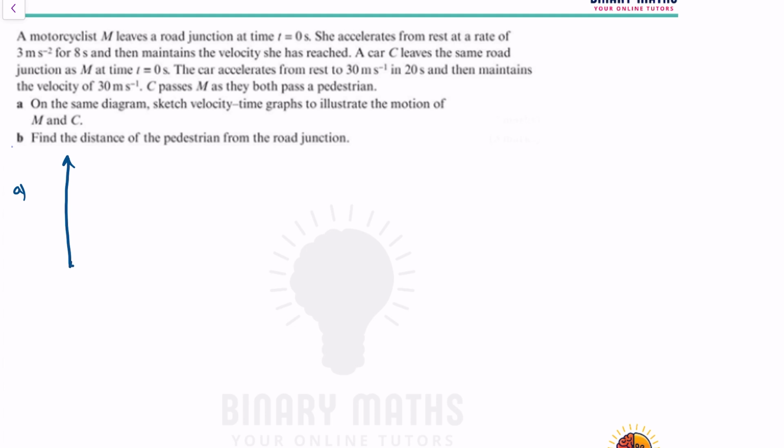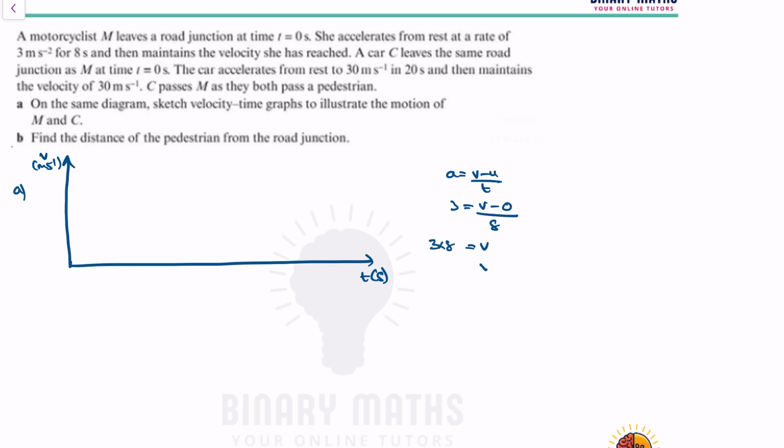So if we've got velocity and time. Okay, so acceleration is equal to v minus u over t. So we have acceleration is 3. We don't know the final velocity. We know the initial velocity is 0, over time, which is 8. So velocity is equal to 3 times 8, which is equal to 24. So that means motorcyclist M accelerates from rest to 24 meters per second.